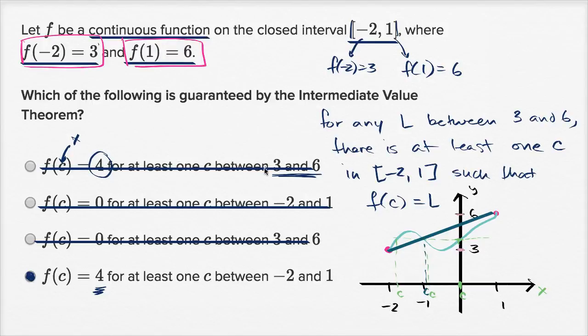This isn't necessarily true, that f of c becomes 4 for at least one c between 3 and 6. 3 and 6 aren't even on our graph here. I would have to go all the way to 2, 3. There's no guarantee that our function takes on 4 for one c between 3 and 6. We don't even know what the function does when x is between 3 and 6.